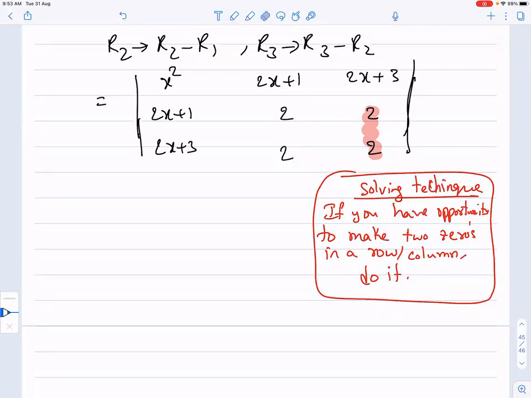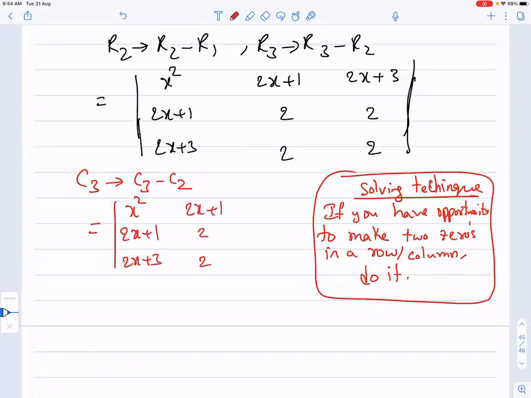Here there is an opportunity of making 2 zeros. So how am I going to do it? C3 goes to C3 minus C2. That will give us C1, C2 unchanged, x square, 2x plus 1, 2x plus 3. C2 is also unchanged, 2, 2. 2x plus 3 minus (2x plus 1) is 2. 2 minus 2, 0. 2 minus 2, 0.